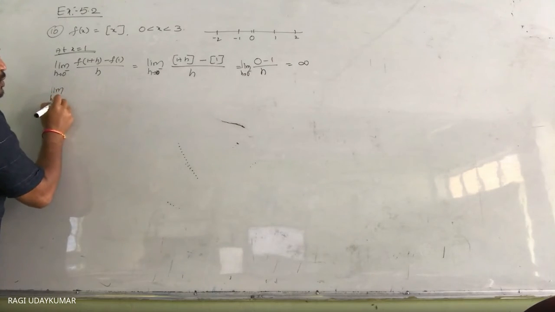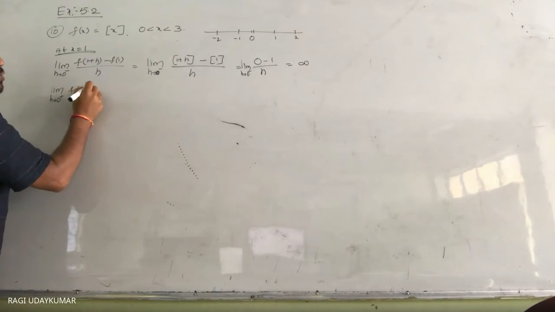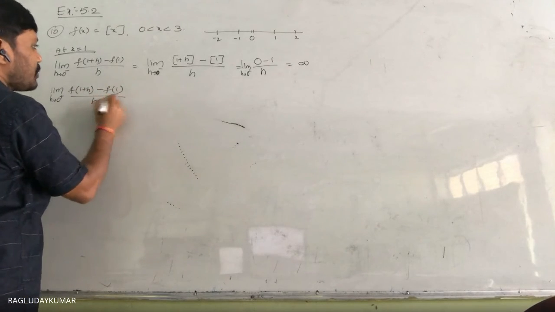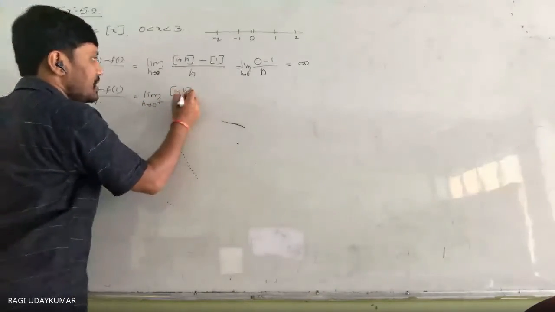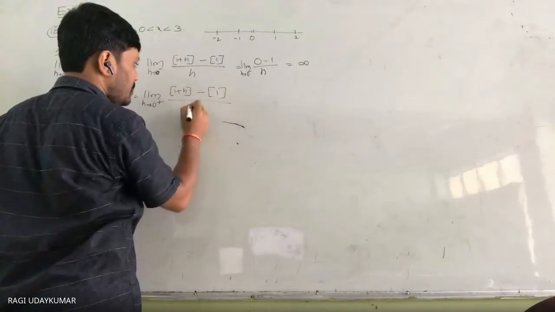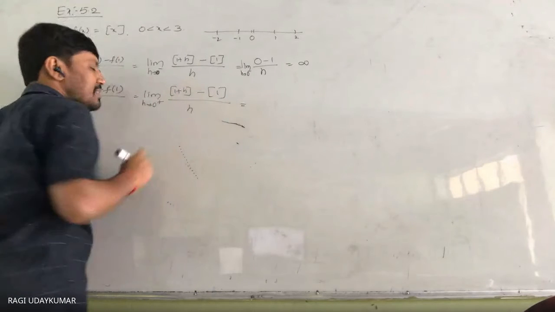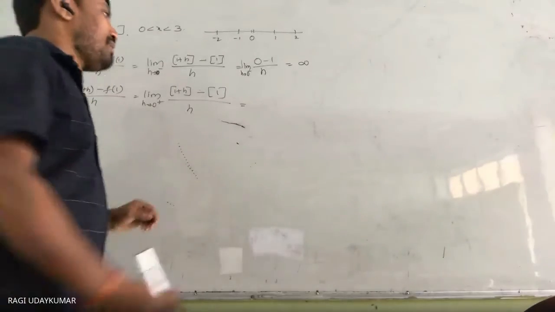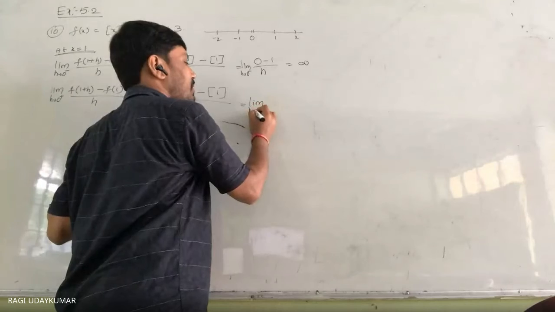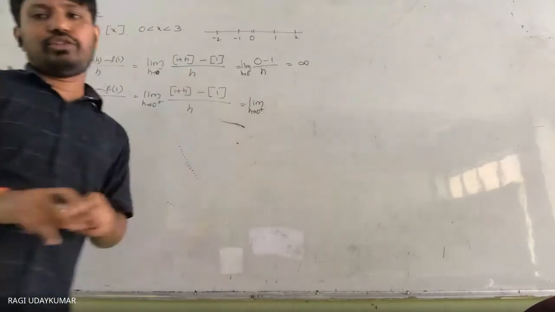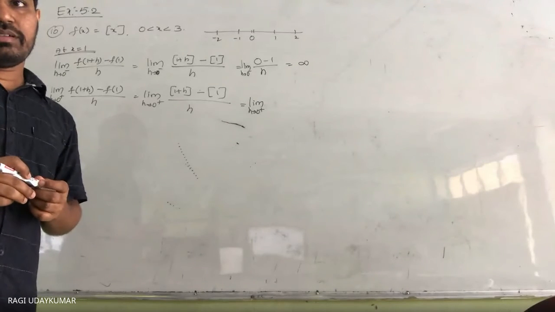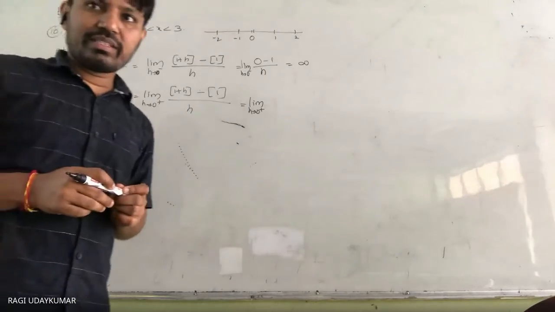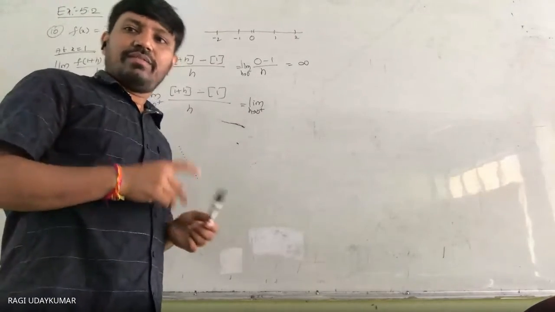Now consider the right hand limit. Limit h tends to 0 plus of f of 1 plus h minus f of 1, by h, which equals limit h tends to 0 plus of greatest integer of 1 plus h minus greatest integer of 1. Can anyone tell me what result we are going to get when h tends to 0 plus? What is the value of 1 plus h? We are going to get 1.